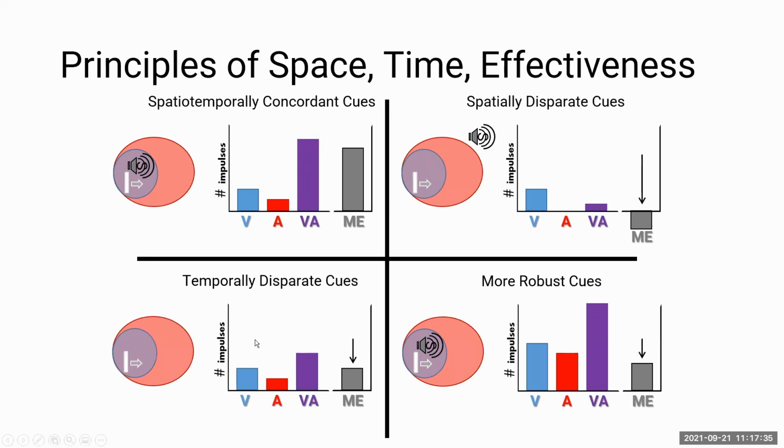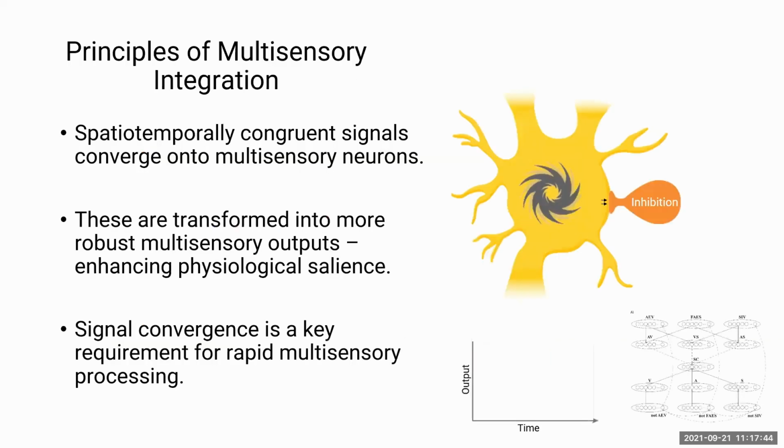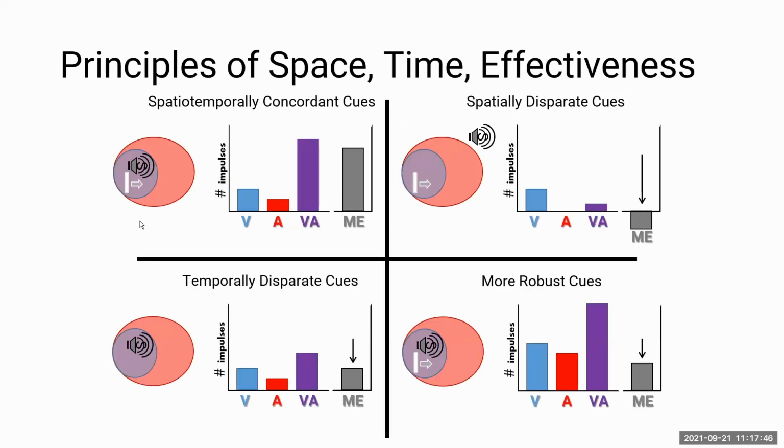And there's a temporal principle of multisensory integration illustrated in the bottom left. And this is kind of the same thing. If you present the cues at the same spatial location, but separated in time by a lot, like 300 milliseconds or so, then you don't get significant enhancement. You don't get enhancement above the best unisensory response like you should.